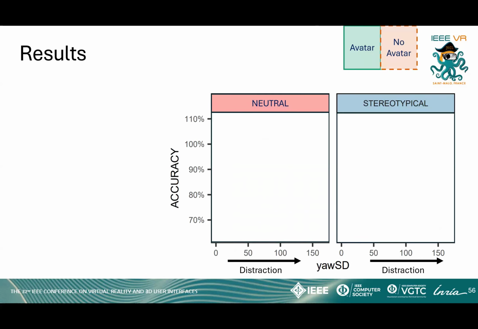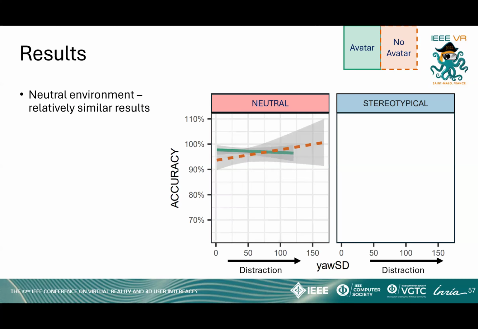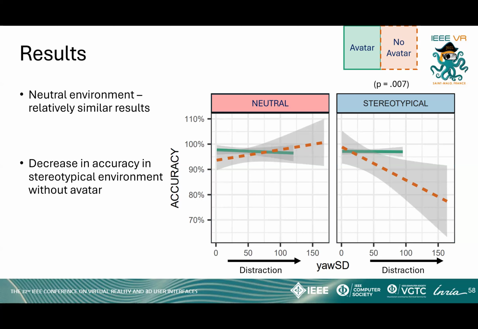Next, we have a similar graph. Now we're looking at how the neutral and stereotypical environments and avatar conditions impacted accuracy based on the yaw ST. First, in the neutral environment, there's relatively similar results. But in the stereotypical environment, as participants got more distracted without an avatar, participants plummeted in their accuracy. So this indicates that the avatar served as a buffering effect against the negative decline of accuracy in the stereotypical condition.